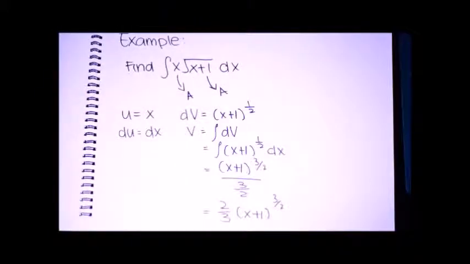Using method 1, find integration of x times square root of x plus 1, where x and square root of x plus 1 are in the group of A, which is algebra. u equals x and du equals dx, whereby dv equals (x plus 1) to the power of half, and v equals integration of dv, which means integration of (x plus 1) to the power of half, equals (x plus 1) to the power of 3 over 2 divided by 3 over 2, which equals 2 over 3 times (x plus 1) to the power of 3 over 2.